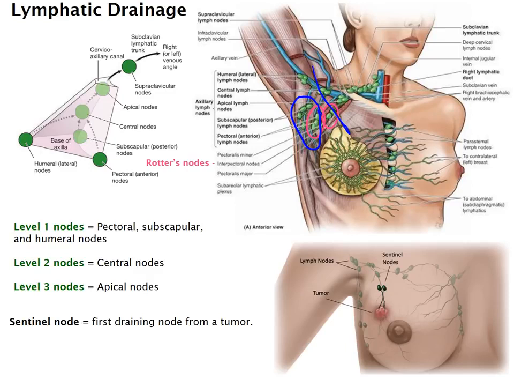Level 2 nodes are deep to the pectoralis minor, and they would include both the central nodes as well as Rotter's nodes. Level 3 nodes are medial to the pectoralis minor, therefore they would include the apical nodes.